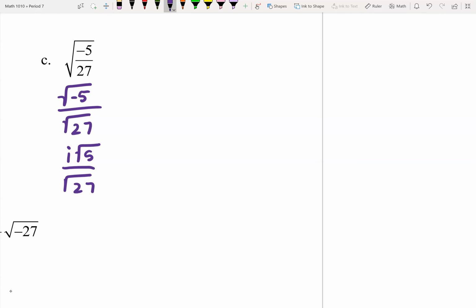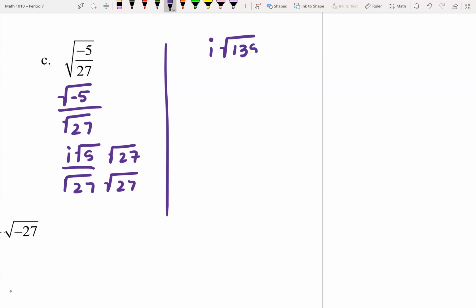I'm kind of changing my mind. I switched on you guys, and most of you said that you liked it better to not simplify. So let's try to not simplify. Let's just multiply top and bottom by the square root of 27. Then on the top I have an i, and 27 times 5 is 135. So it's i times the square root of 135 over, somebody tell me what's on the bottom.